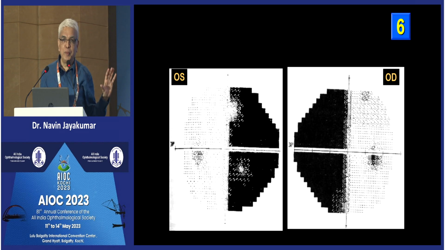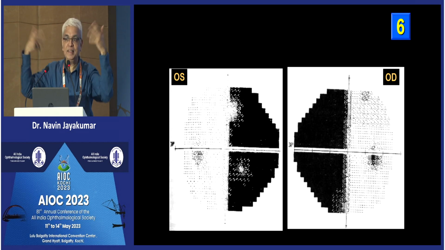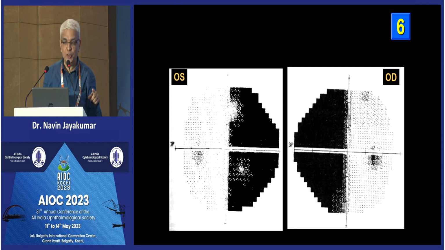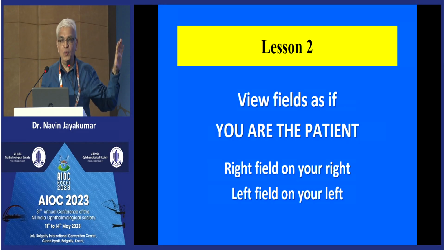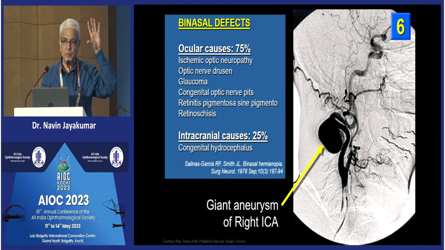So always when you project fundus photographs on the screen, you always put the right fundus on the left side and the left fundus on the right side of the screen, because that's how we would normally see it. But in case of visual fields, you have to imagine as if you were the patient. Put the right field in front of your right eye, the left in front of your left eye. So this is a binasal hemianopia. So always view fields as if you were the patient. Binasal can be due to many things. The classic one used to be the giant aneurysm, but most often you can get problems within the eye, and rarely you can even get congenital binasal hemianopias without any defect whatsoever.